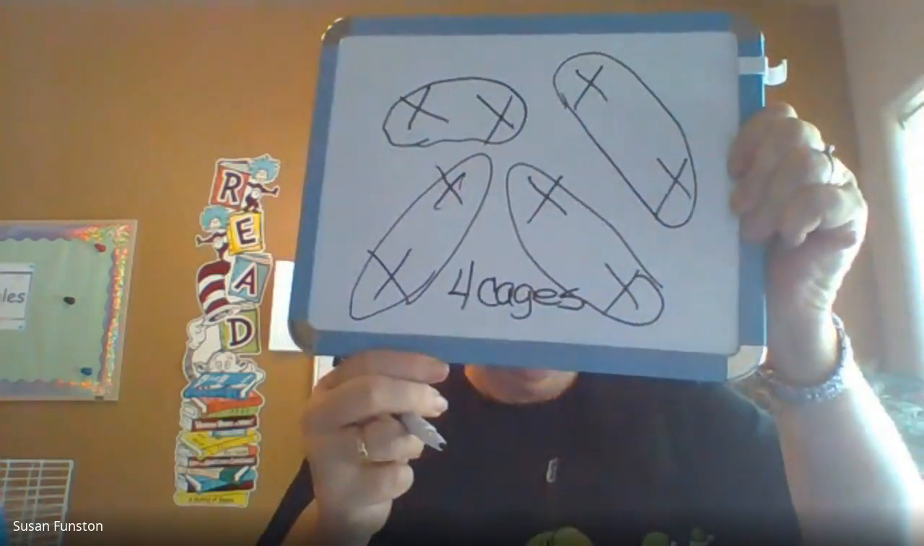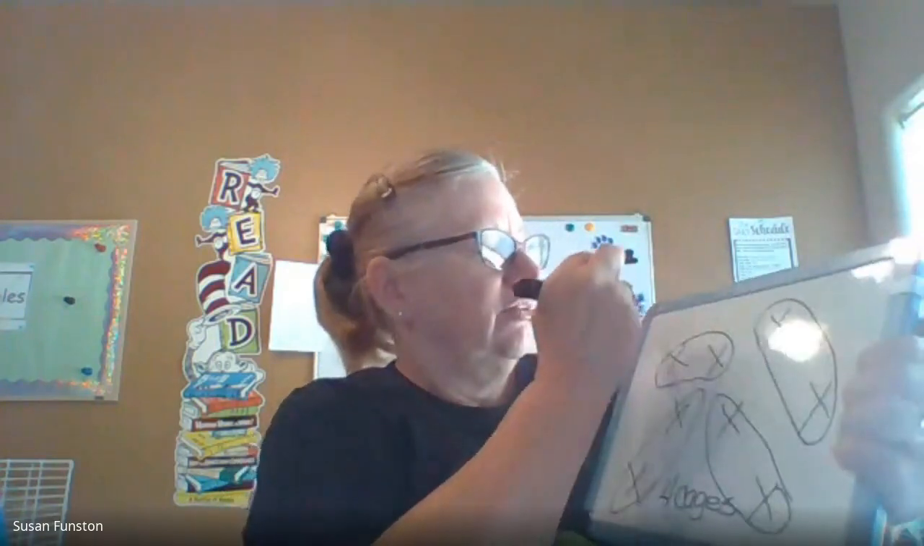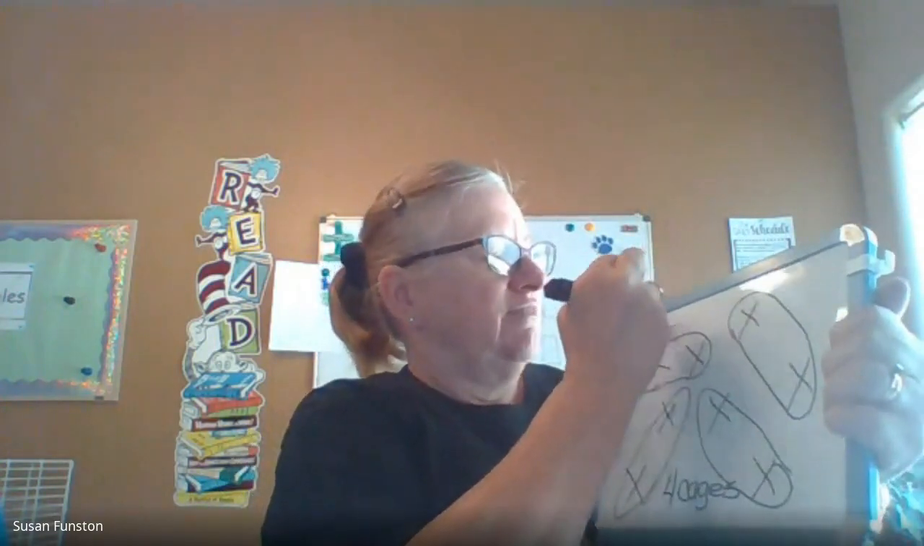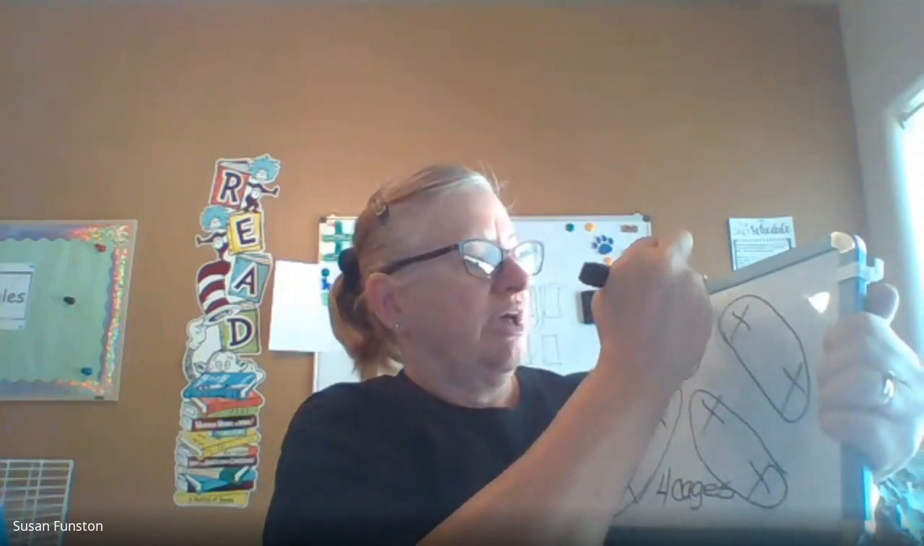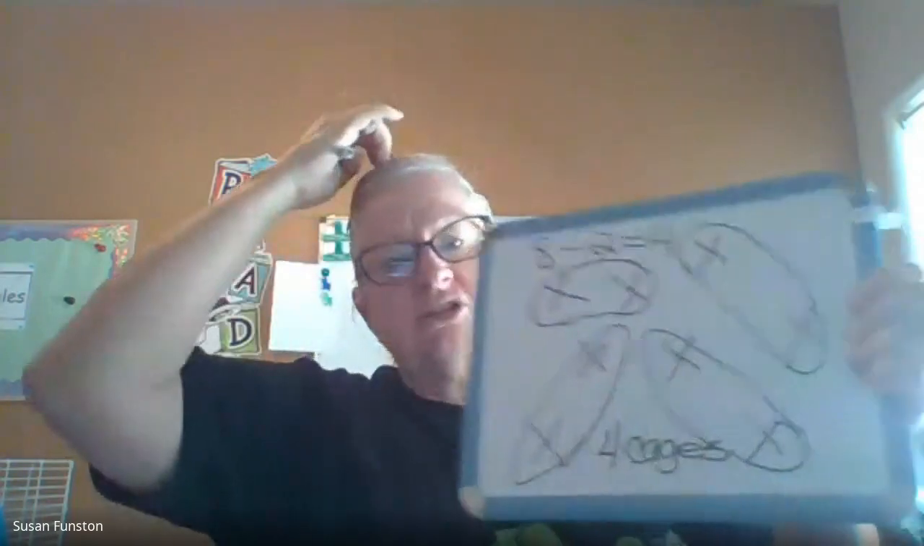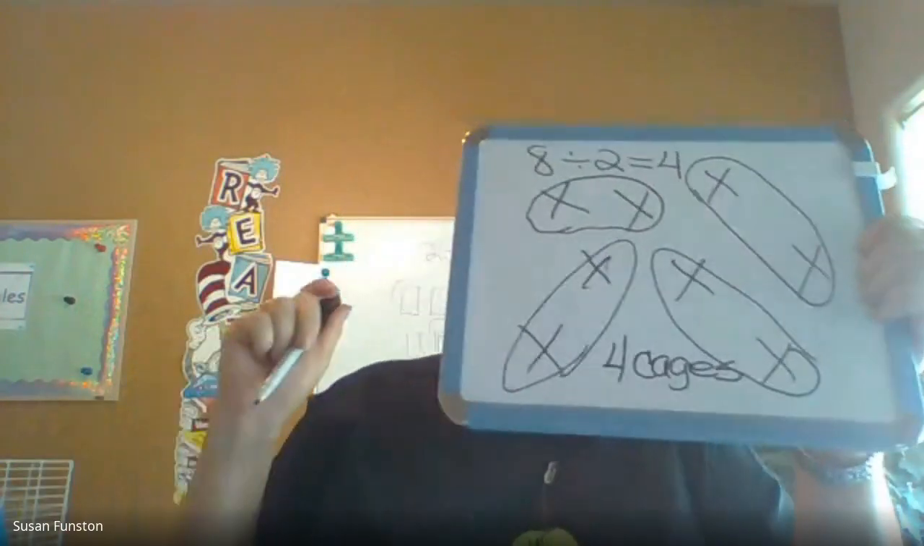Okay. And what's my division sentence? I started with 8, right? So 8, I divided them into groups of 2, because that's what I knew. And I came out with my answer, which is 4 cages. Okay, so that's number 1 for you. Go ahead and complete the rest on your own.